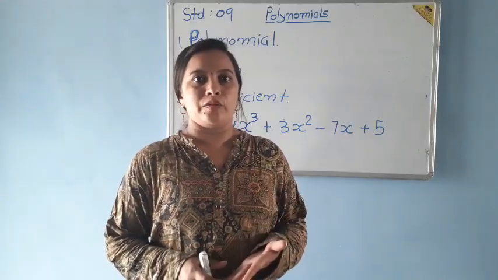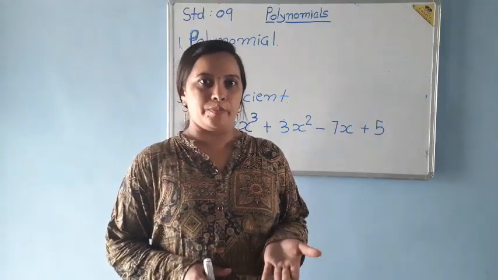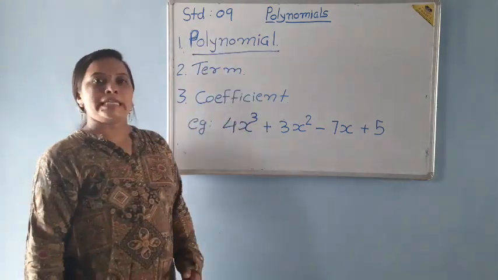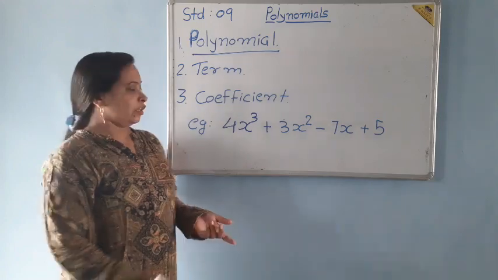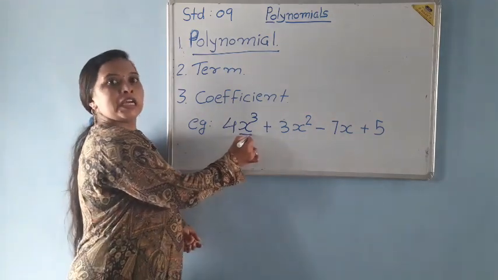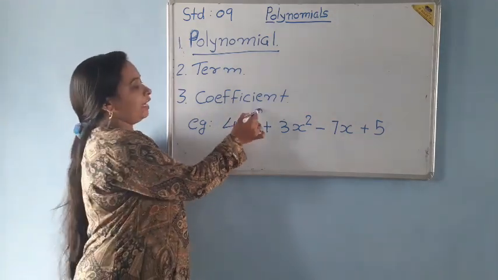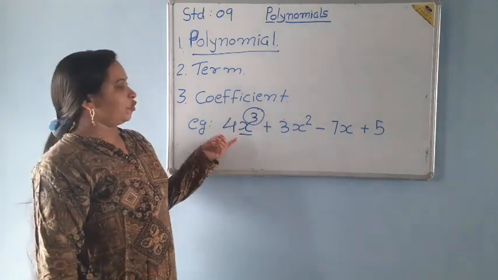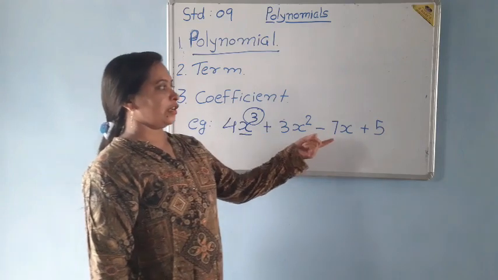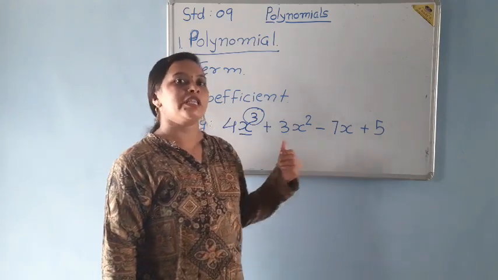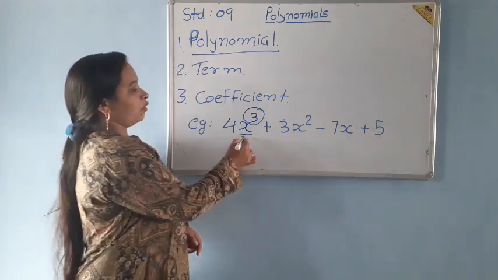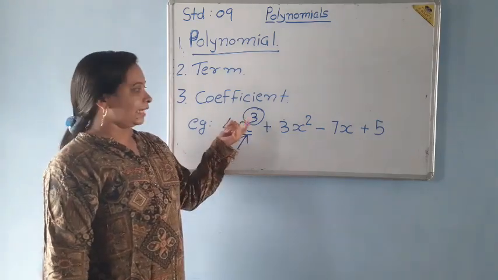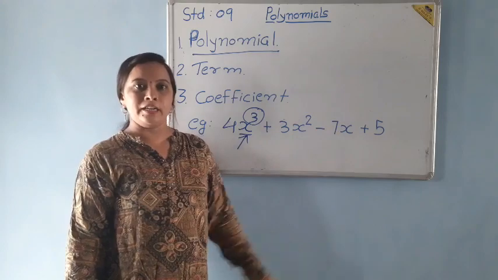Now we are going to learn the meaning of the polynomial. So what is a polynomial? A polynomial is an algebraic expression whose variable consists only of non-negative integral powers. Look at the example. 4x cube plus 3x square minus 7x plus 5 is a polynomial because its variable x contains non-negative integral powers.